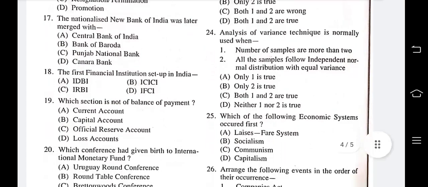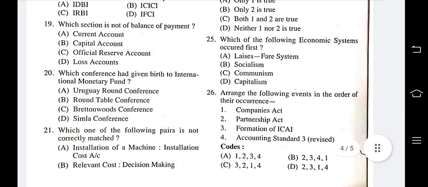The next question is which of the following economic systems occurred first? Laissez-faire system, socialism, communism, capitalism. The answer is communism. Karl Marx and Friedrich Engels were the first ones to start communism in the year 1848. This is how the Communist Manifesto comes into existence.